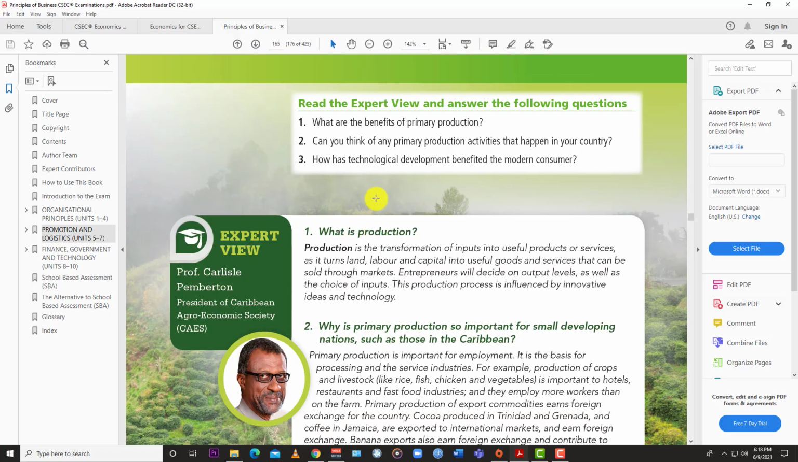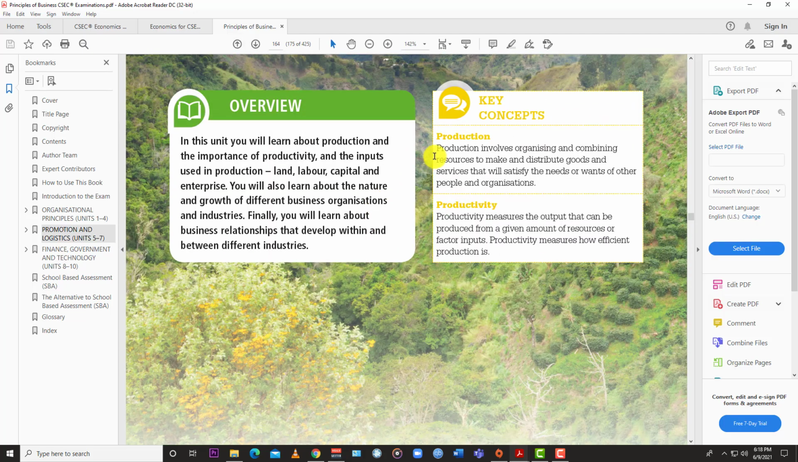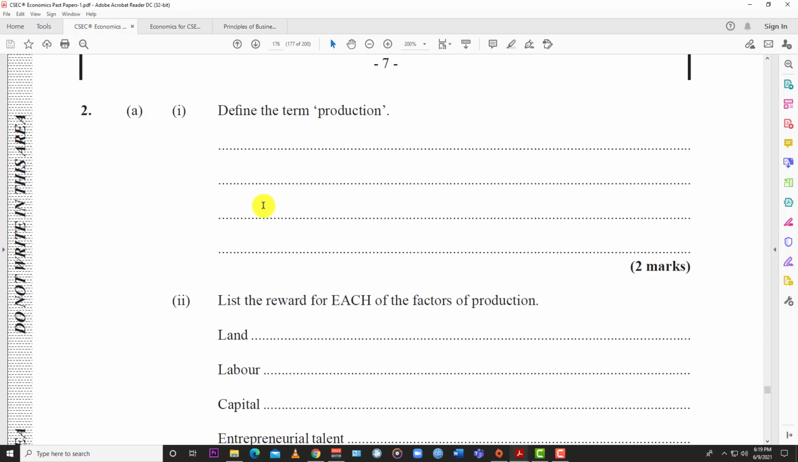So you have about 2-3 definitions to work with. And next one, production involves organizing and combining resources to make and distribute goods and services that will satisfy the needs or wants of other people and organizations. So there we go. That's a more comprehensive definition of production. So if you forget these long-winded things, just mash them up together, make your own, make it simple, something you yourself can remember. Don't try to remember verbatim from the book. So that's that. 2 marks, easy.